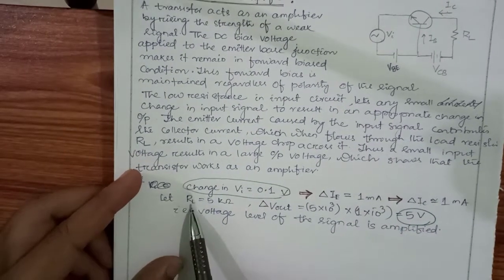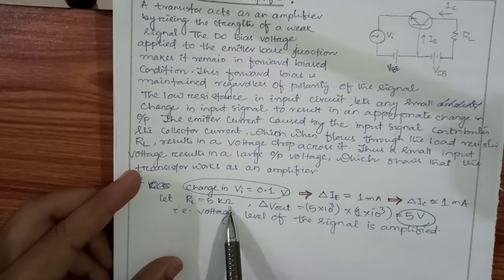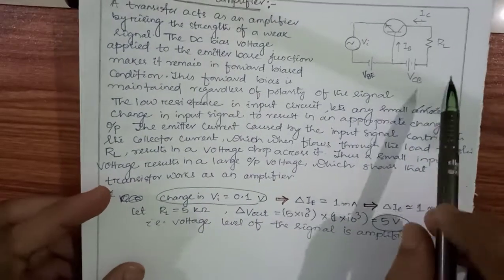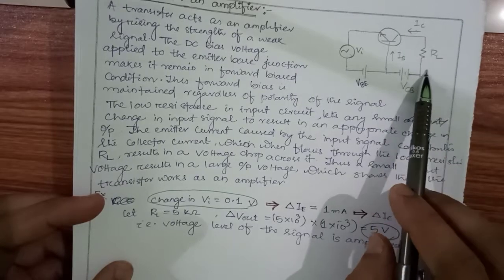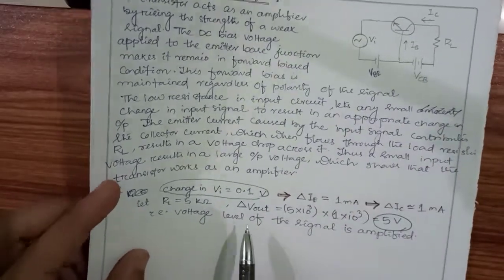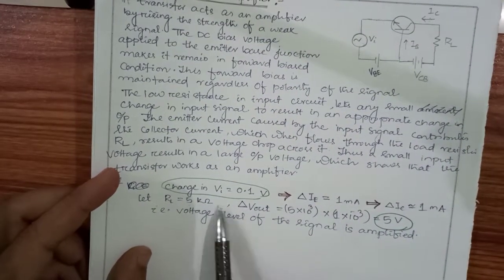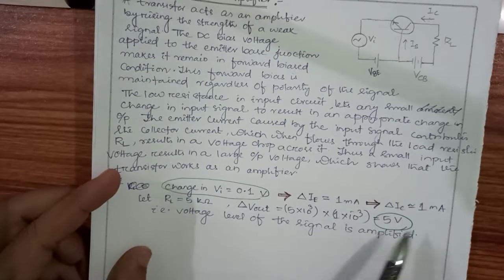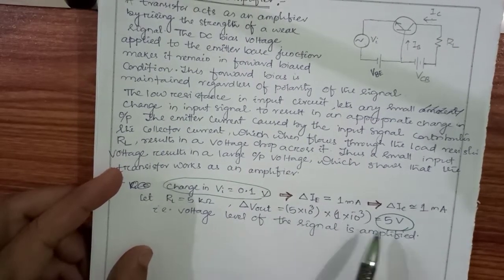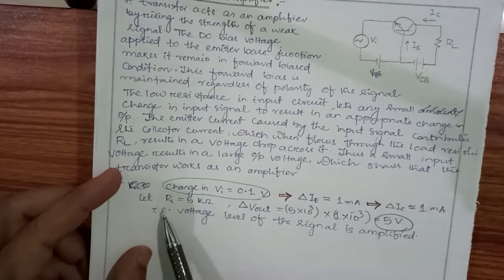Now let's take a load RL value, which is 5 kilo ohm. Then my voltage drop across this RL is IC times RL. So IC RL, 5 kilo ohm multiplied by 1 milliampere, becomes 5 volt. That is the change at my output side. Everywhere I am taking the change.